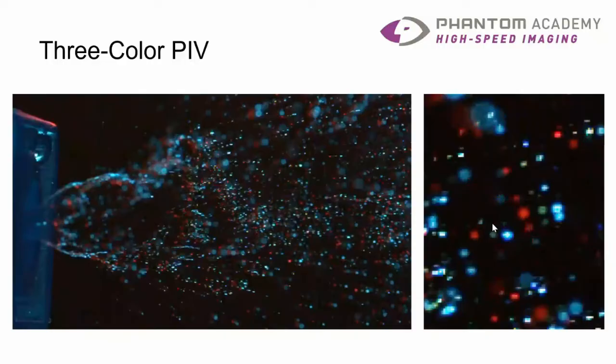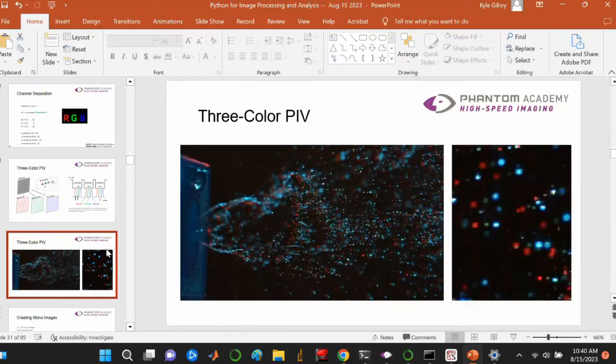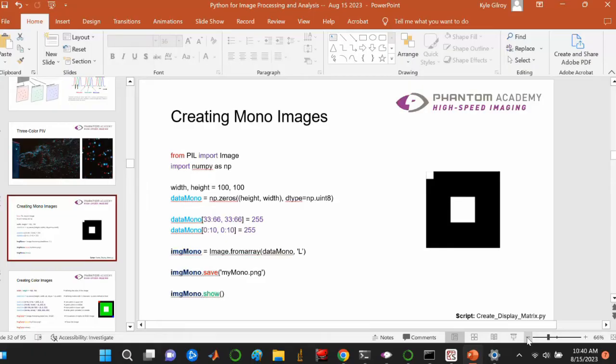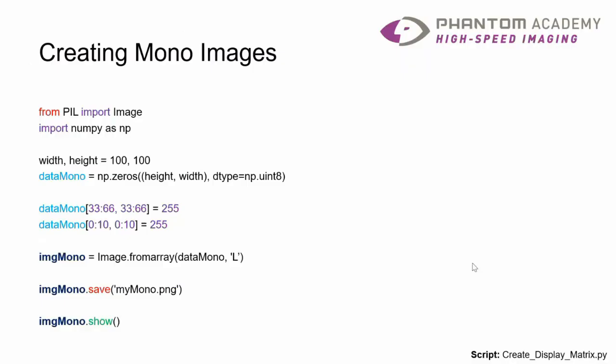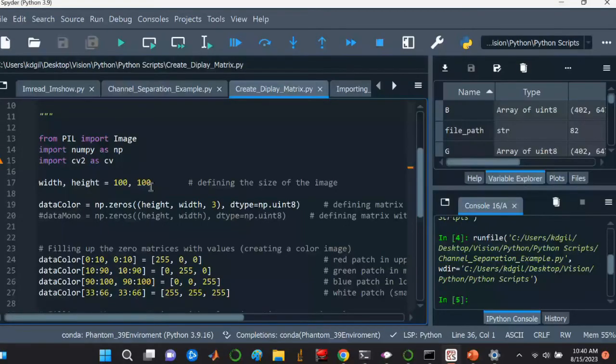What's also very important is the ability to create images. All right, so importing images is one thing, but inevitably for doing advanced analyses, you want to be able to manipulate the pixel values. Okay, so I'm going to open up Spyder again. I'm going to go to my Python script called create display matrix.